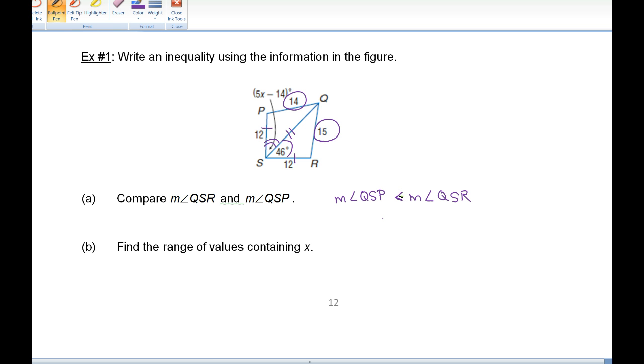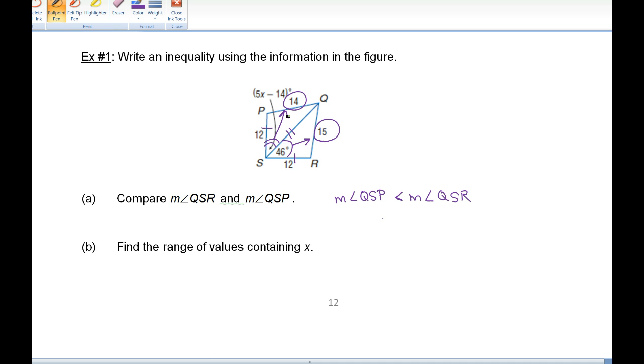Okay, so how do we tell? We look at the opposite angle. Directly opposite of 46 degrees is 15, the opposite side. And opposite to angle QSP is 14. Since this one is smaller, that means the angle has to be smaller. Okay, that's the hinge theorem. So you have the two congruent sides, and you're looking at, all right, what does that tell us about the angles?